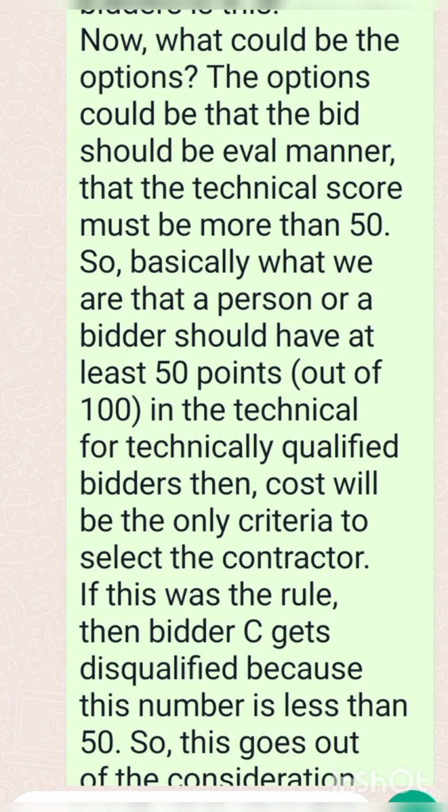Now, what could be the options? The options could be that the bid should be evaluated in a manner that the technical score must be more than 50. So basically a bidder should have at least 50 points out of 100 in the technical bid to be technically qualified. Then cost will be the only criteria to select the contractor. If this was the rule, then bidder C gets disqualified because this number is less than 50. So this goes out of consideration altogether.